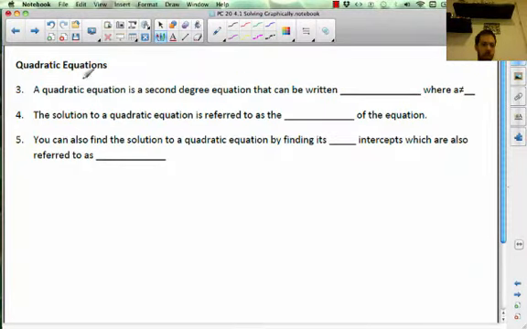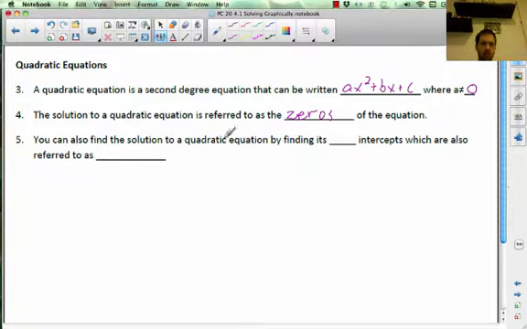So we'll move on. Quadratic equations. A quadratic equation is a second-degree equation that can be written ax squared plus bx plus c, where a cannot equal 0. If a is 0, this quadratic term disappears and we have a linear equation. Okay? The solution to the quadratic equation is referred to as the zeros of the equation.